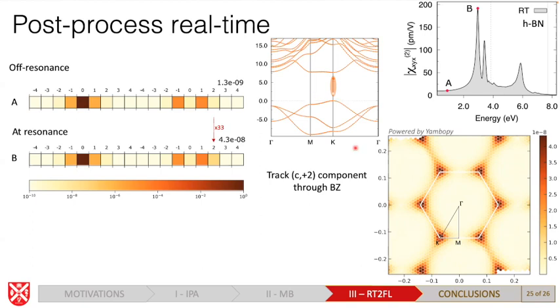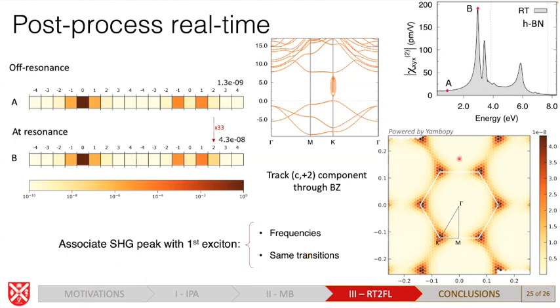So this is good because, for example, it allows us to associate this second harmonic peak to the first exciton of hexagonal boron nitride, which is something that we can do based on frequencies. This peak happens at half the frequency of the exciton, so you can say that it involves some sort of two-photon resonance with that exciton. But also from this analysis we can say that the same transitions that drive this peak are also those transitions that are responsible for the first exciton of hexagonal boron nitride.